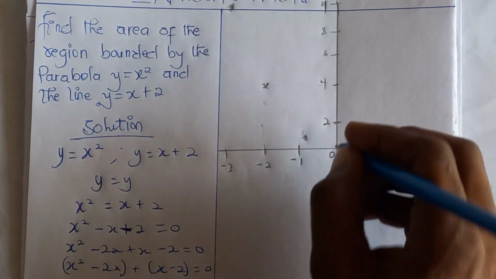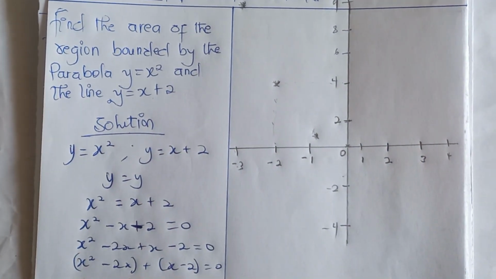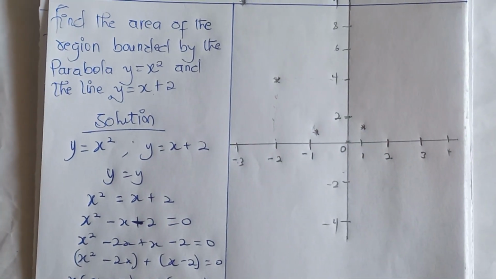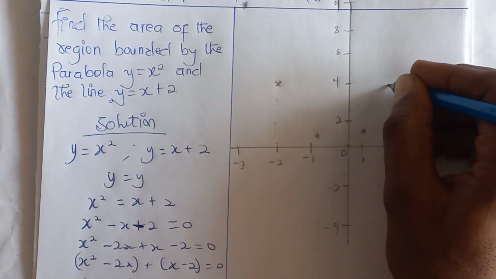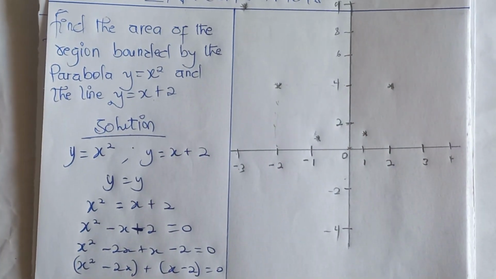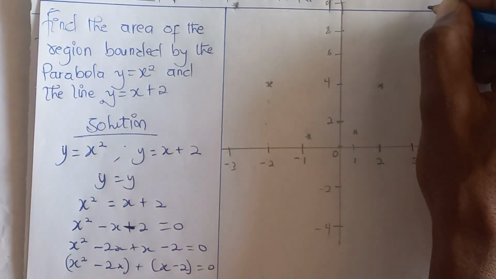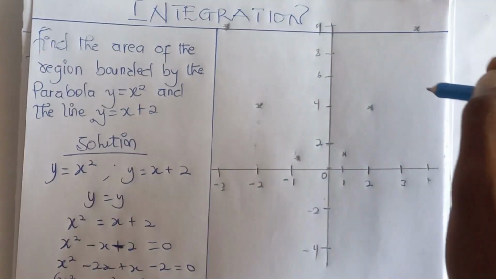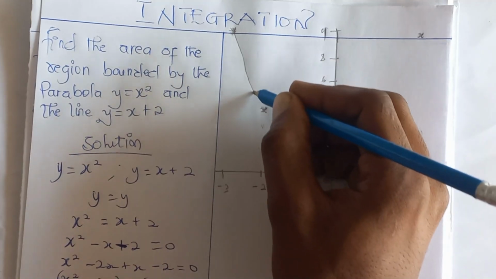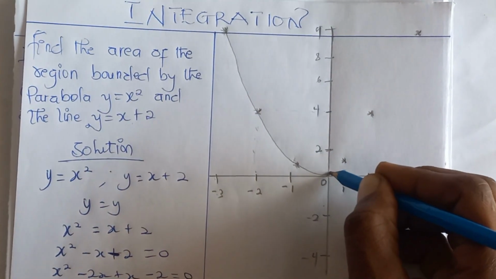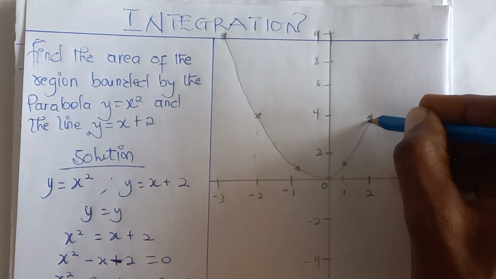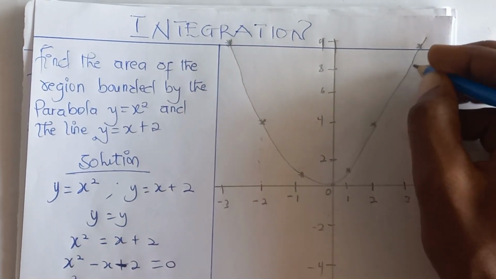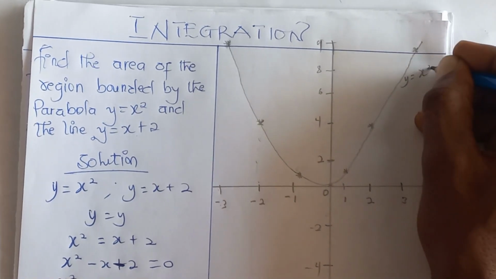Then we have 0, 0. So 0, 0 is here. And we have 1, 1 again. Then 2, 4. Then 3, 9. Please use your free hand to join the points nicely like this. Good. So this is the curve y is equal to x squared.